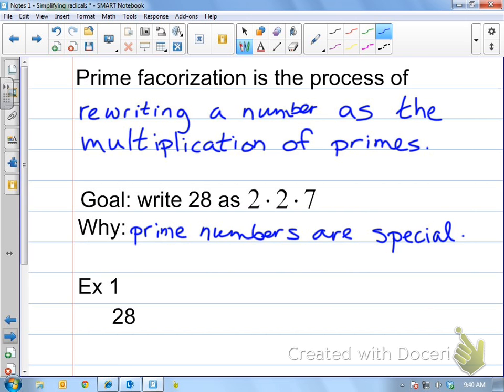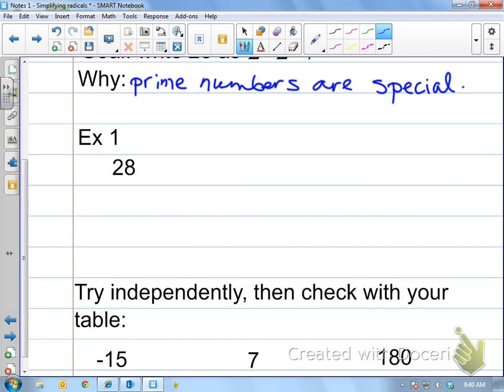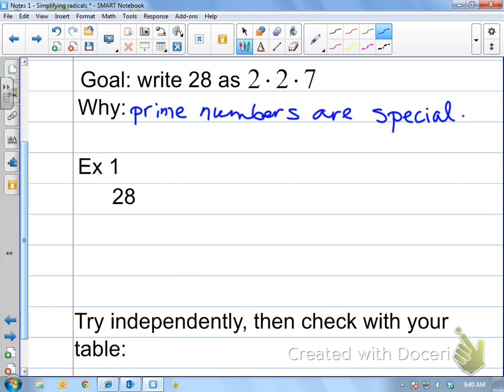So, our example is that we're starting with 28. And now we need to just know how to get to writing it as 2 times 2 times 7. So we know we want to write this as multiplication, so let's take 28 and write it as a multiplication problem. What are two numbers that multiply to be 28? 4 times 7.